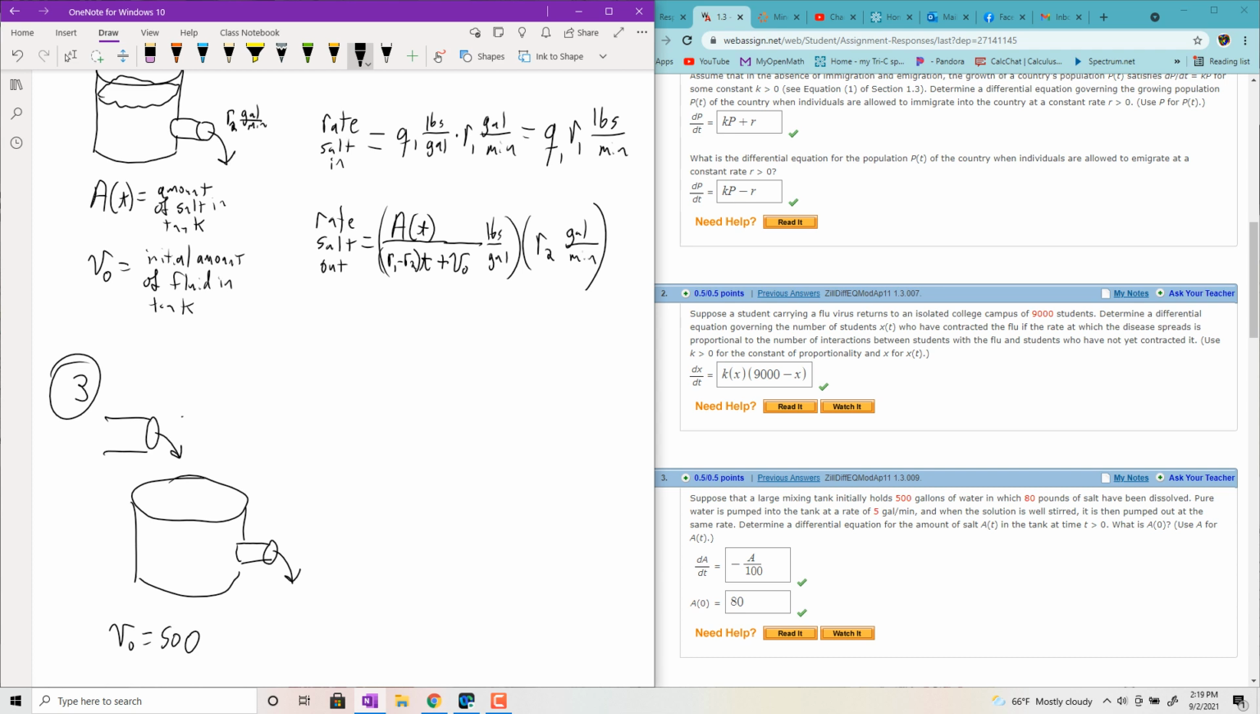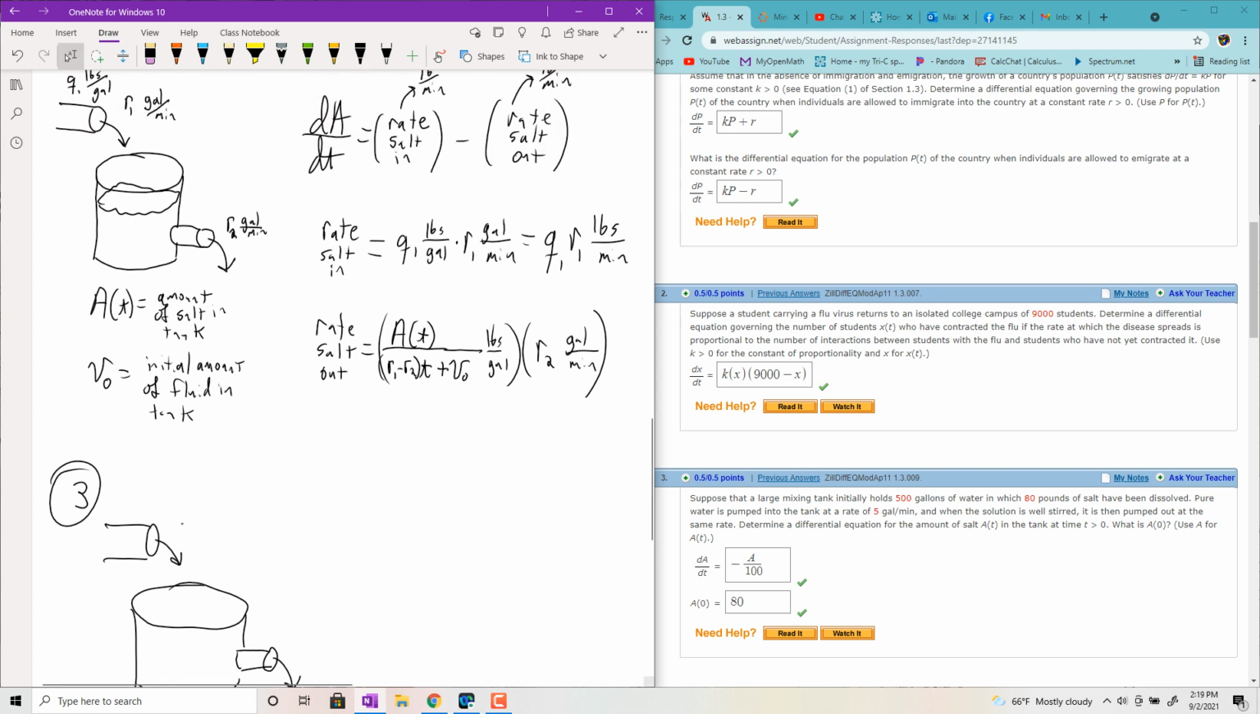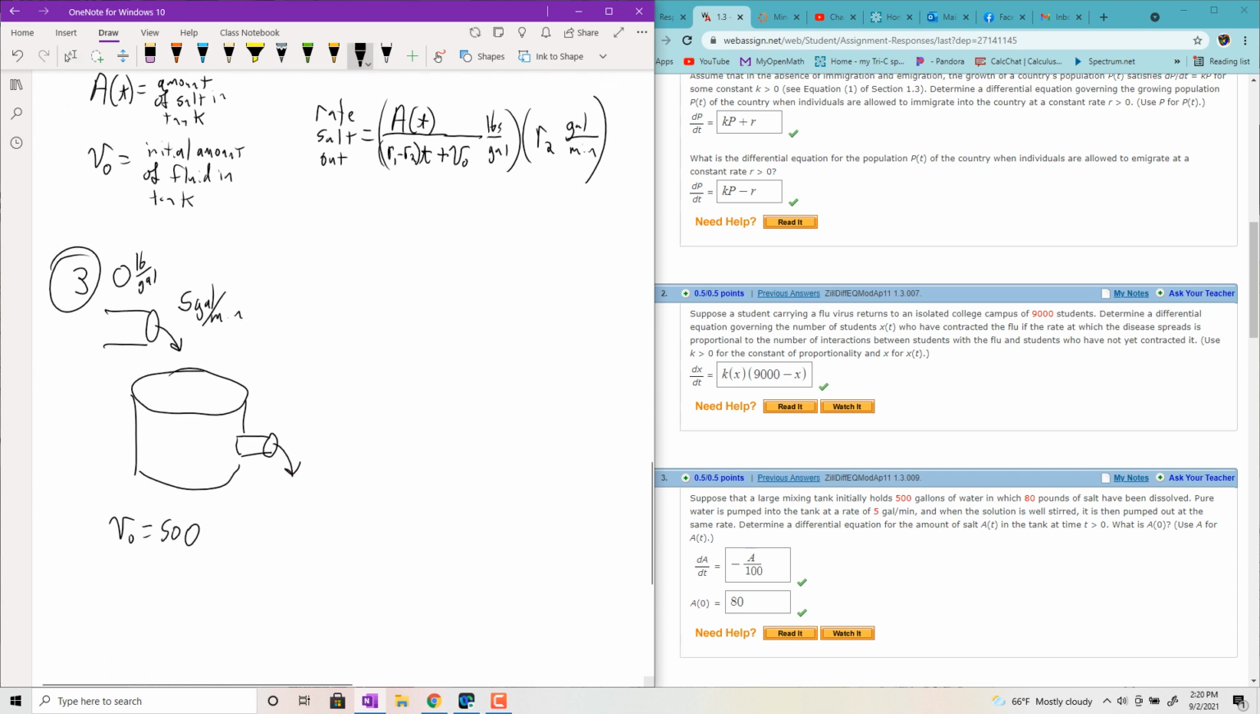Pure water is being pumped in, so this Q1, which would have been the pounds of salt per gallon in that mixture, is actually 0. Pure water means there's no salt in it. So we just put 0 pounds per gallon. So Q1 is just 0. And then the rate at which it's going in is 5 gallons per minute. And the rate at which it's going out is the same. It says it's going out at the same rate.